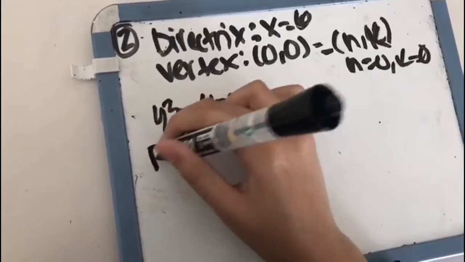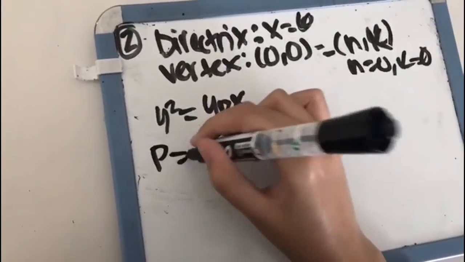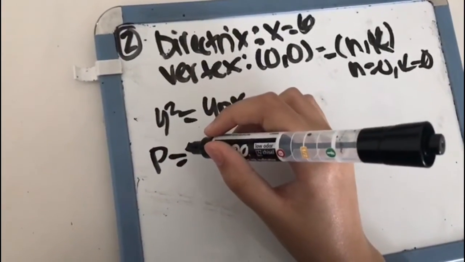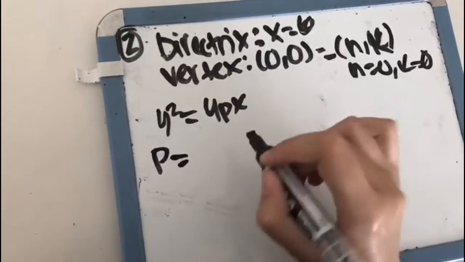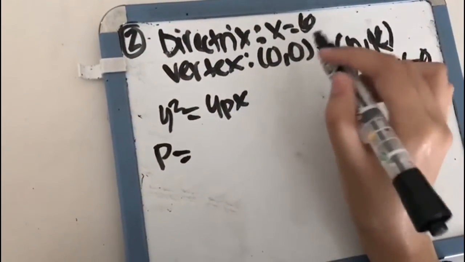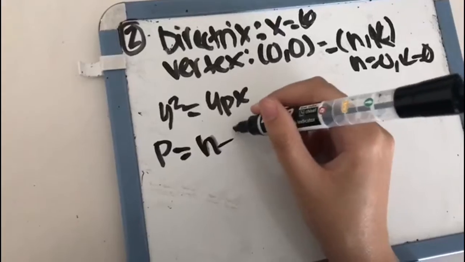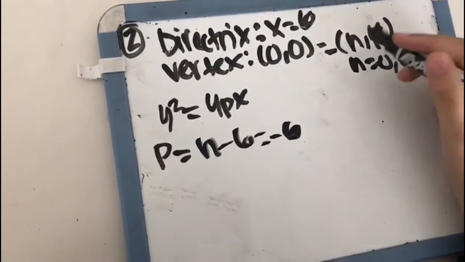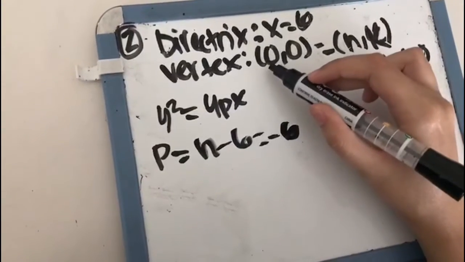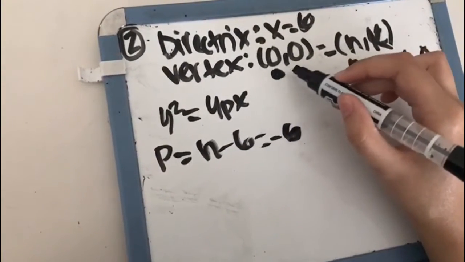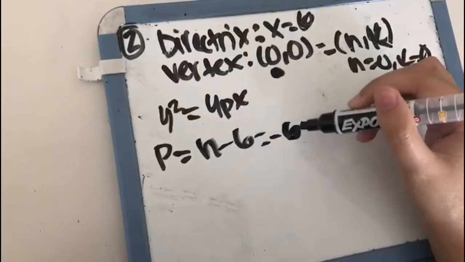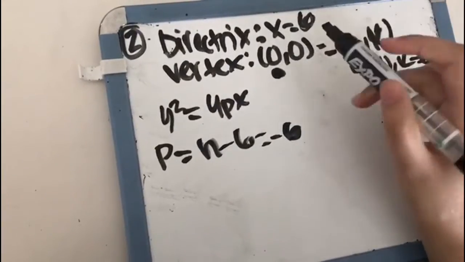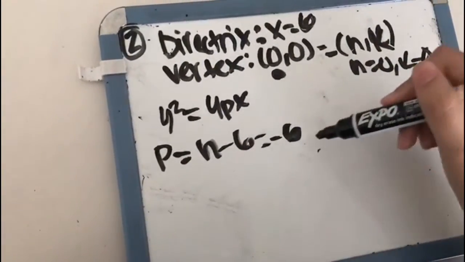So P. Now the thing I do is I try finding the P first. Let's think about this real quick. Since it's positive 6, h minus 6 would basically equal negative 6, right? Because you see, h is x, which is 0. So 0 minus 6 will equal... I'm so sorry. So basically h minus 6 would be equal to negative 6.